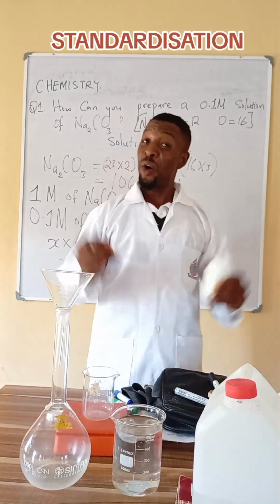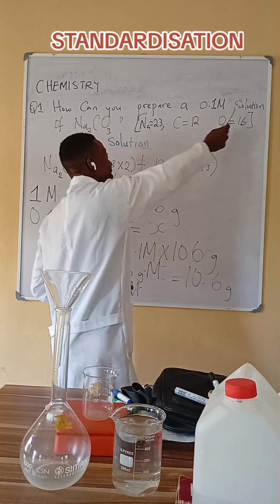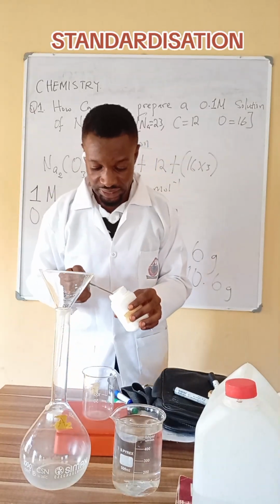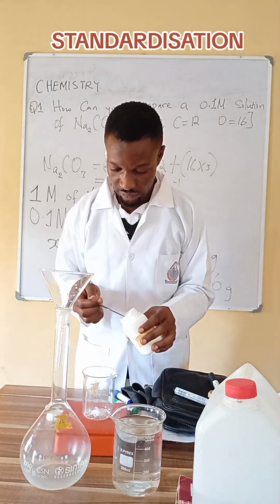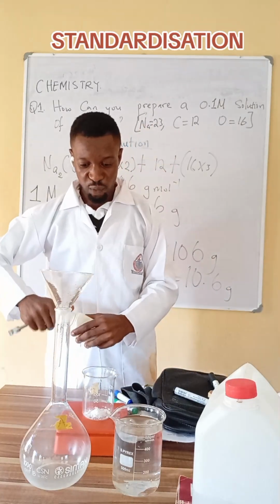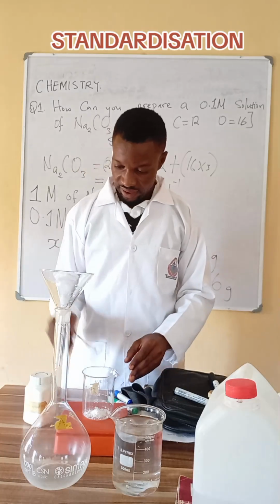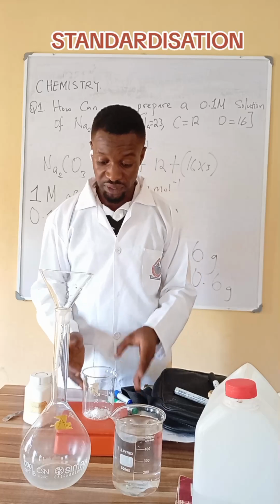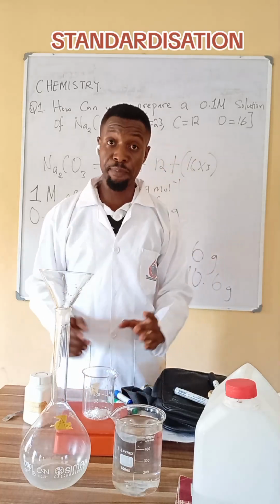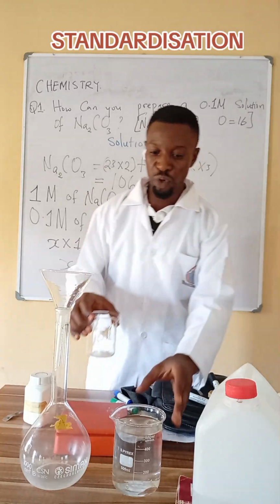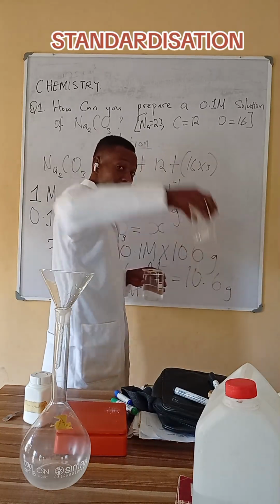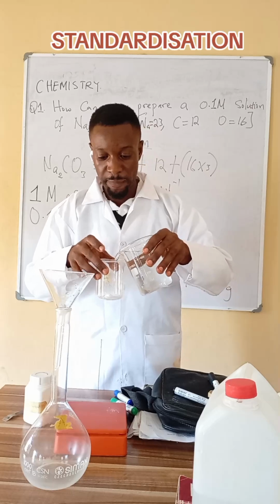Alright, now we're in the lab to prepare a 0.1 molar standard solution of our sodium carbonate. So I'm going to weigh this. Alright, so I have weighed here. The weighing balance is showing me 10.6 grams of this sodium carbonate after taring the weight of the beaker. Now that I have this, I am going to dissolve these 10.6 grams of sodium carbonate in this beaker.